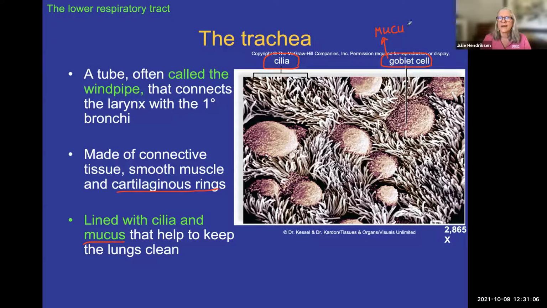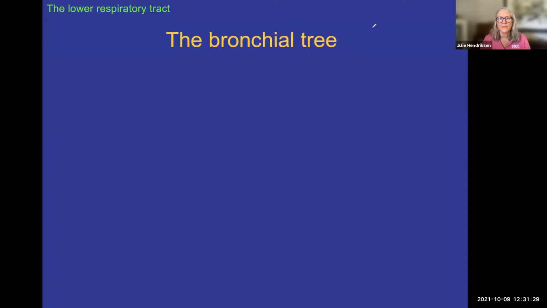mucus, I think it's actually supposed to be pronounced differently. Anyway, that's going to help remove the particles that might be stuck there or hanging out in your respiratory tract. As I mentioned, the trachea will branch.